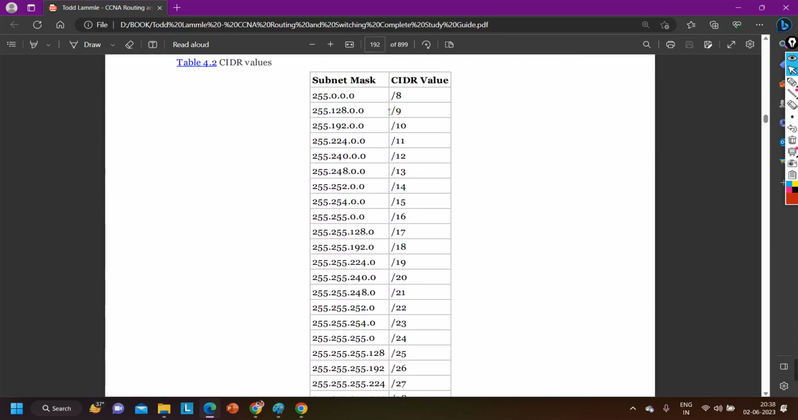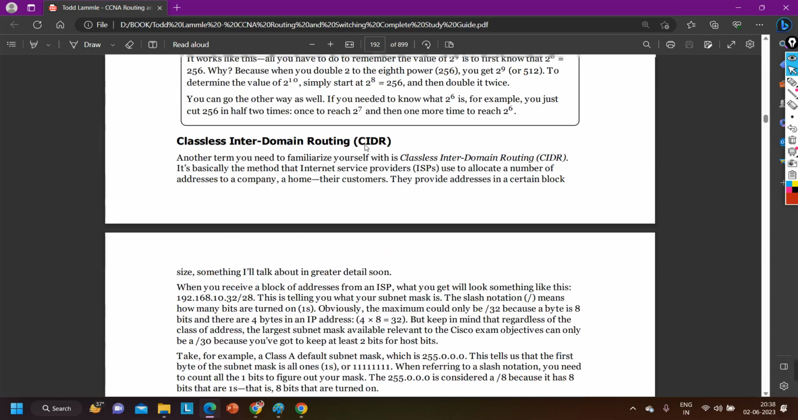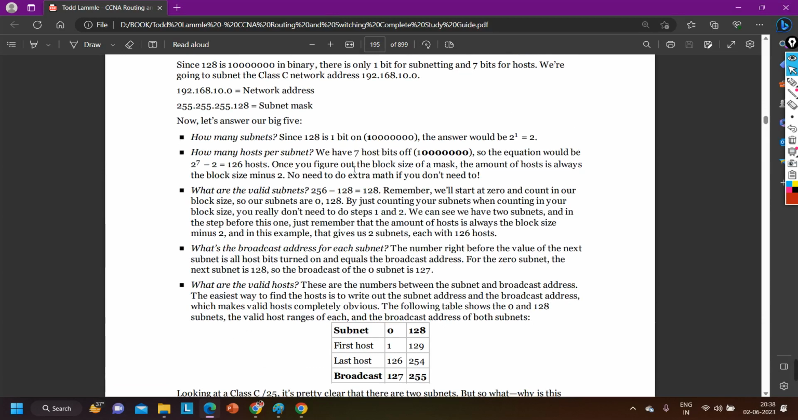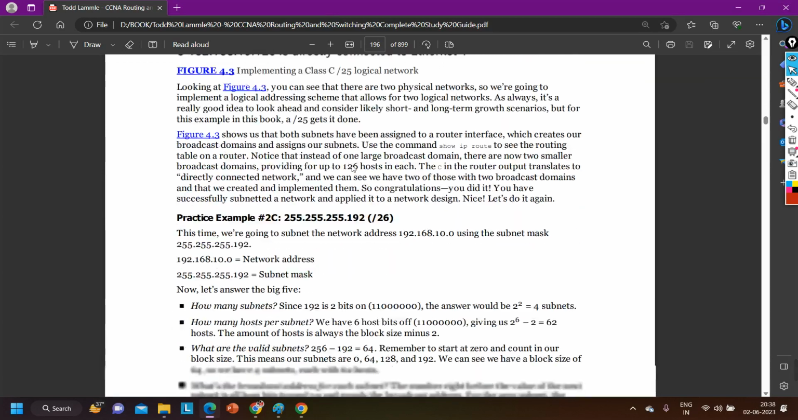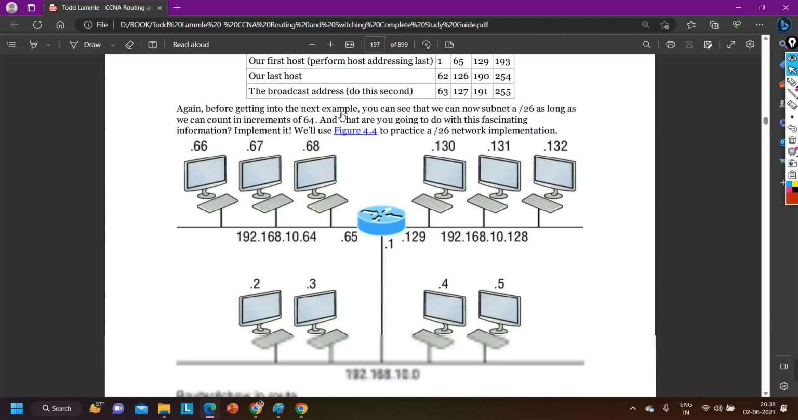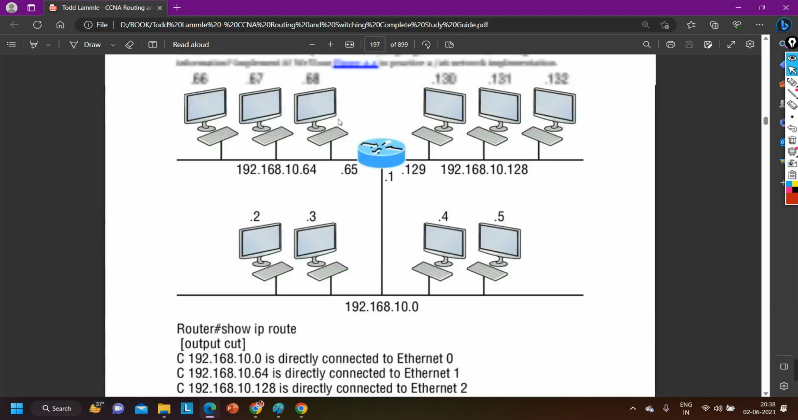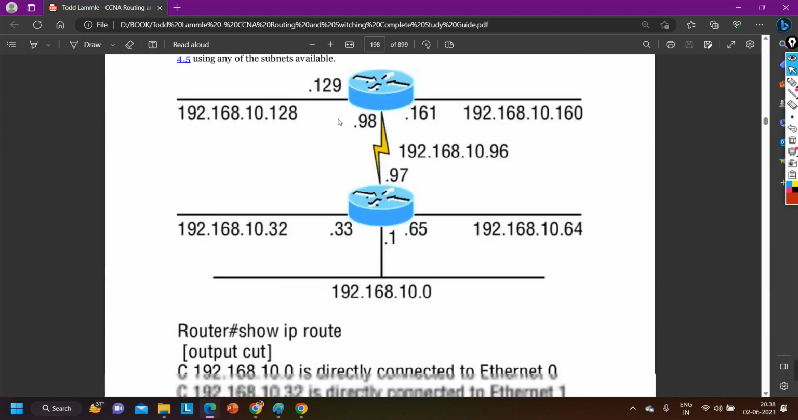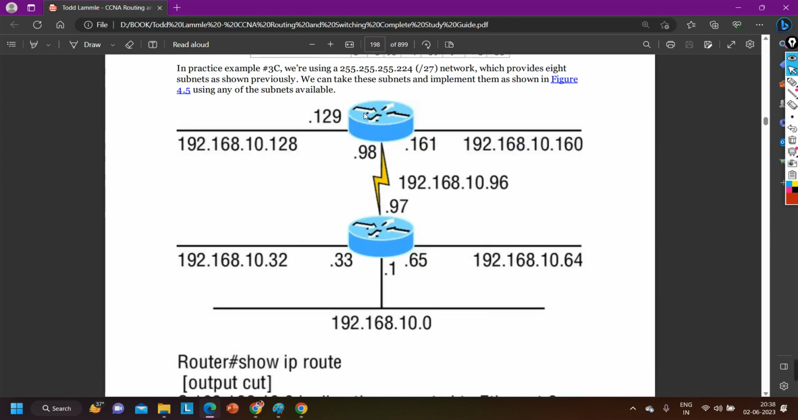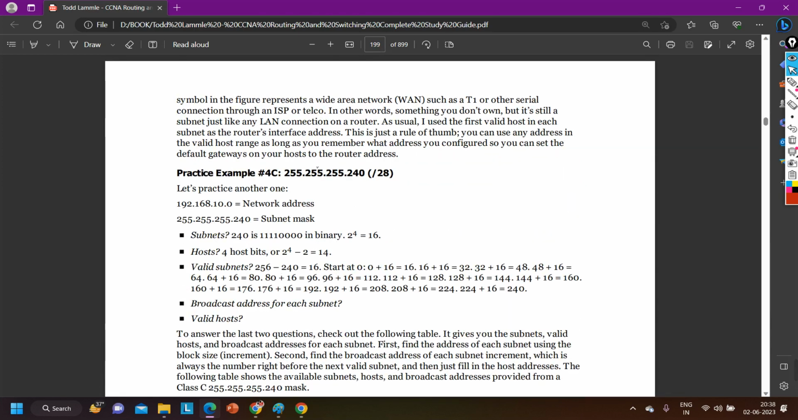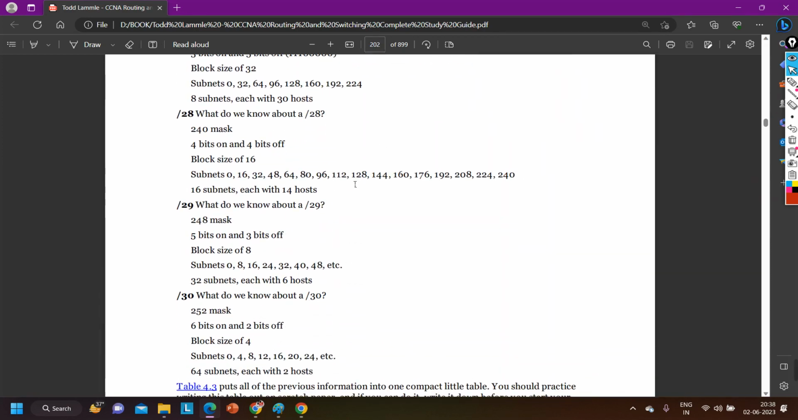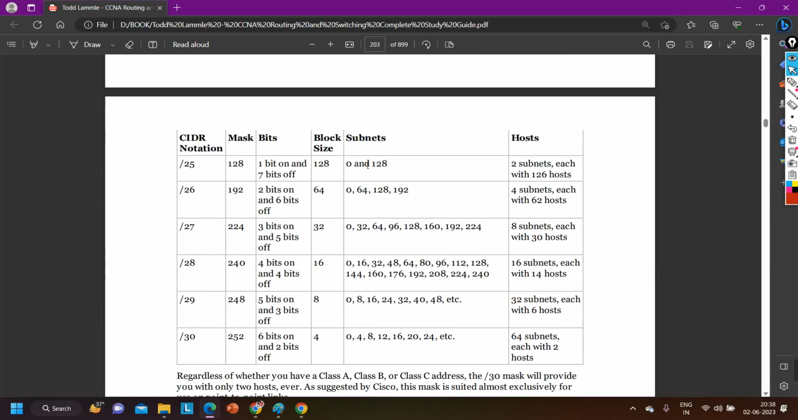here also you can see the CIDR value and subnet mask in your book. And here there are lots of examples of subnetting that you should solve by yourself. See, from class C, /27, /28. With each slash you need to practice. So you will practice these questions from your book. That's why I have shared the book.